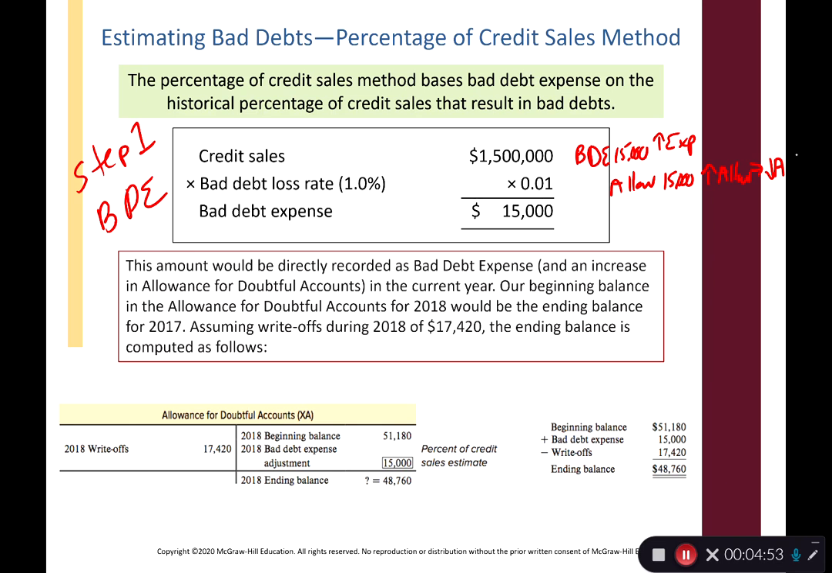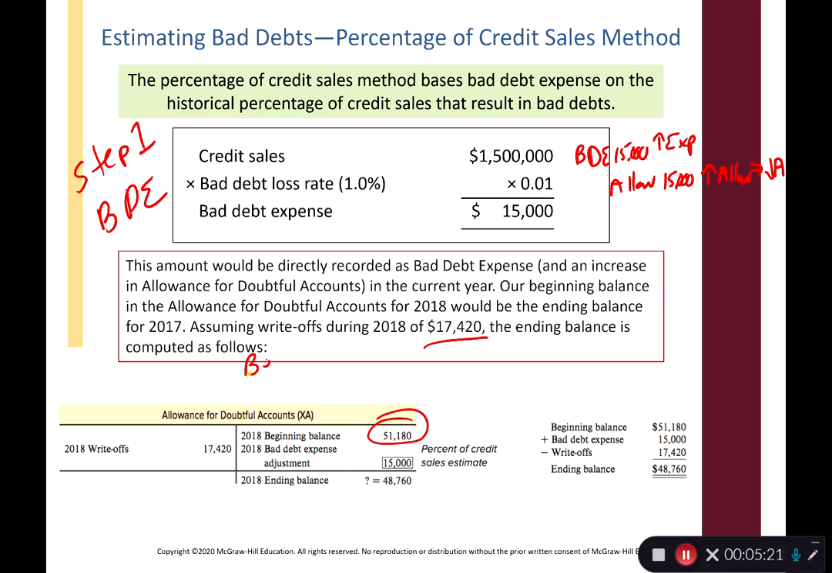If instead the question is asking us for what the ending allowance would be, we would need to know the beginning allowance and any write-offs. So it says that the beginning balance of the allowance for 2018 would be the ending balance from the previous period. So they would have to give us that number, which is 51,180. And then write-offs were 17,420. So they show it to you done in this T account at the bottom.